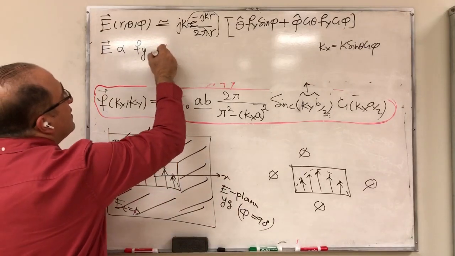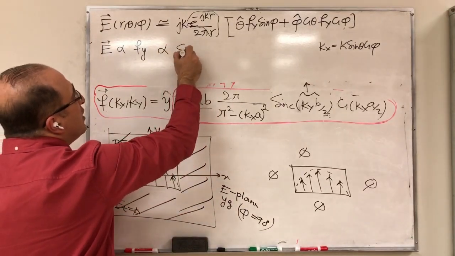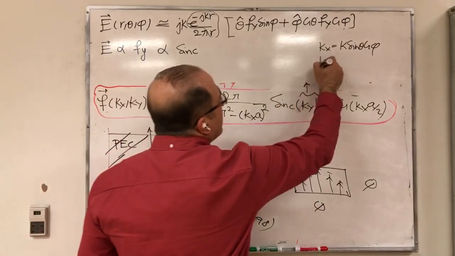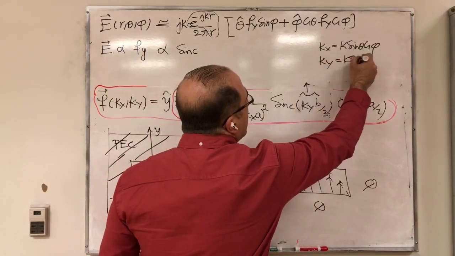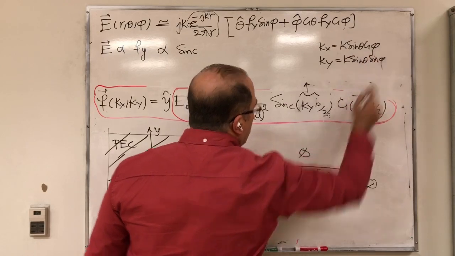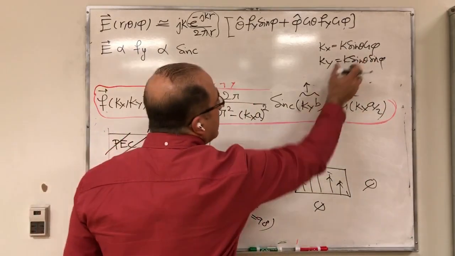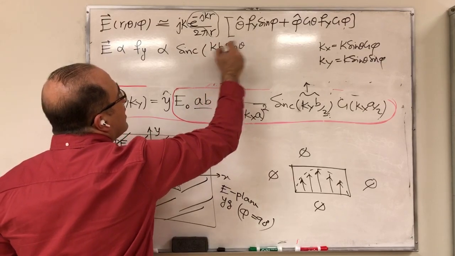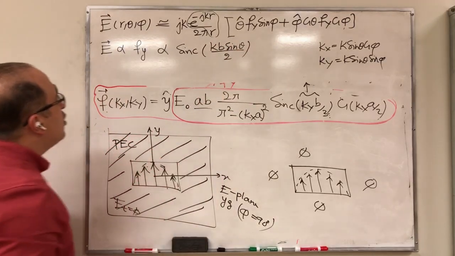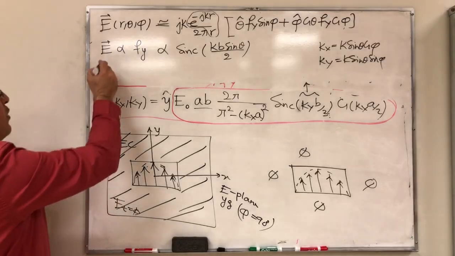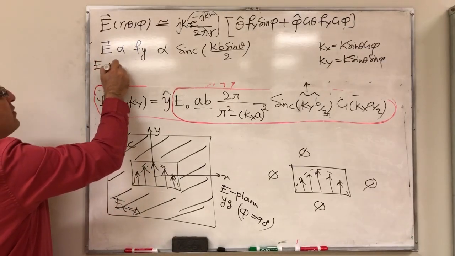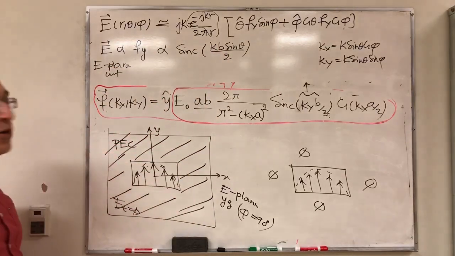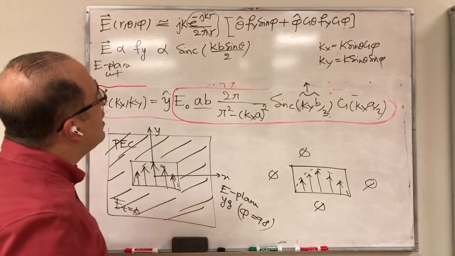So I'm going to say this is also proportional to sinc of Ky. And remember, Ky is k sin theta sin phi. But because phi is 90, this becomes k sin theta. So this becomes kb sin theta divided by 2. So this tells me that my E in the E-plane cut is going to be proportional to this angular dependency. The rest of the terms are constant.